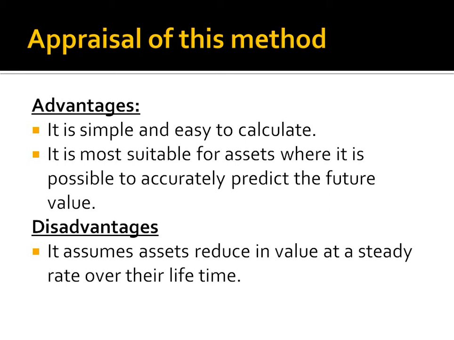A car, for example, might lose the greatest proportion of value during the first year. The rate of depreciation may steady after the first year, and if we look at the 9th or 10th year of using a car, the depreciation is going to be very similar. But this method does not take that into account. Therefore, that's a disadvantage of the straight line method of depreciation.